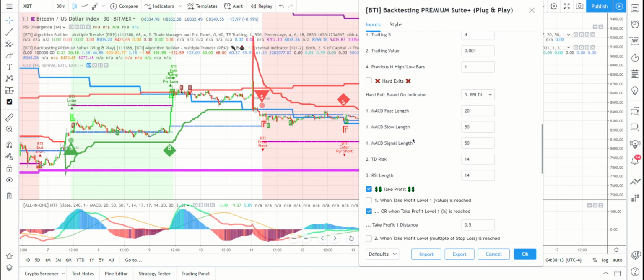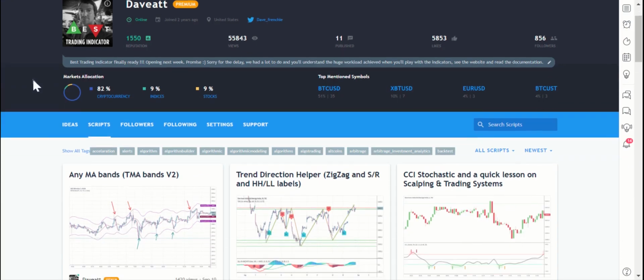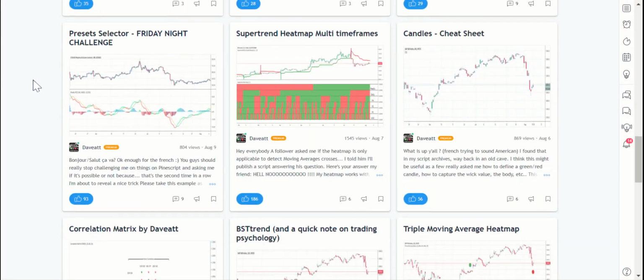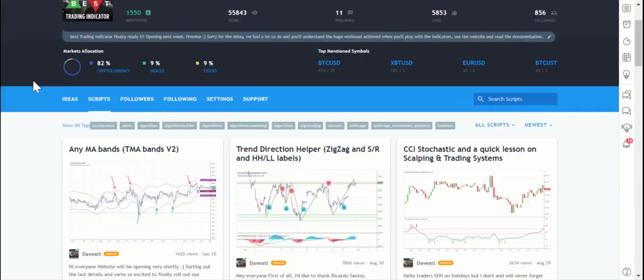A hard exit is not mandatory at all, and has to be compatible with your own indicator and trading strategy. We definitely thought of using them with the algorithm builders, although it might not be relevant for your indicator. You may select a unique invalidation, based on a MACD, or RSI divergence, or our trend direction. All those indicators may be downloaded, for free, from our open source library on TradingView.